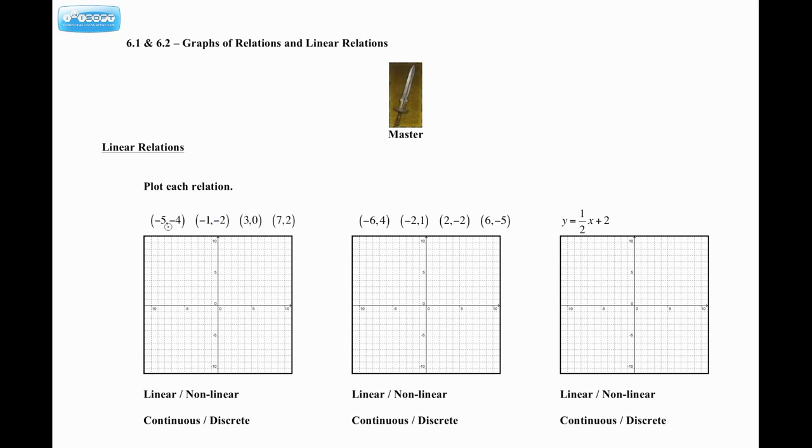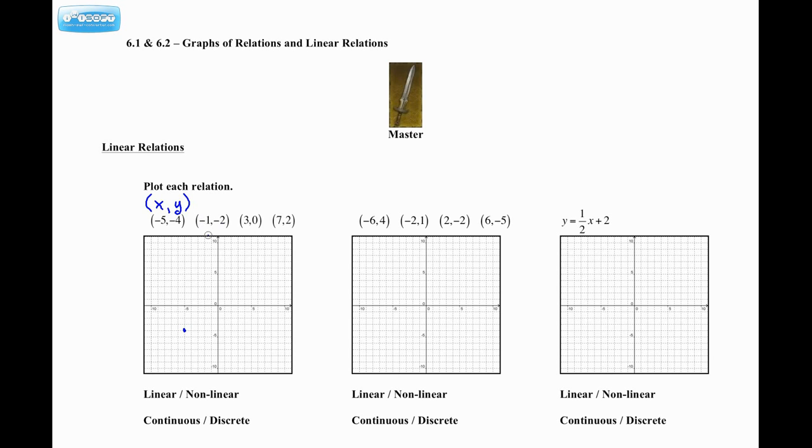Here we have 4 points given. These are the only 4 points given. So let's plot them. This represents the x-coordinate, and this represents the y-coordinate. So this is called an ordered pair. So -5 means we go left 5, and -4 means we go down 4. So we put a dot right there. And you should be familiar with how to plot these.